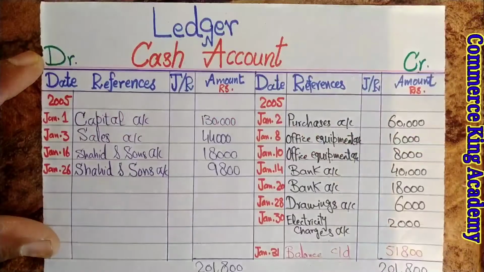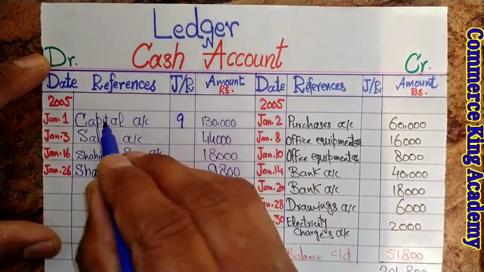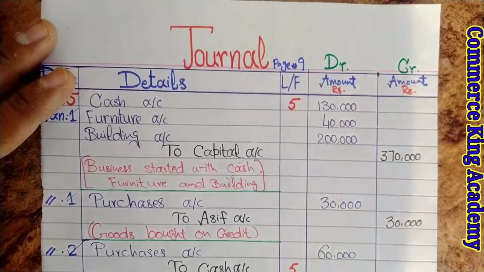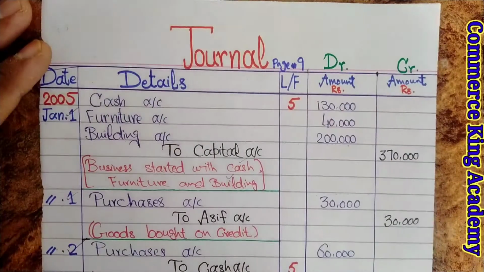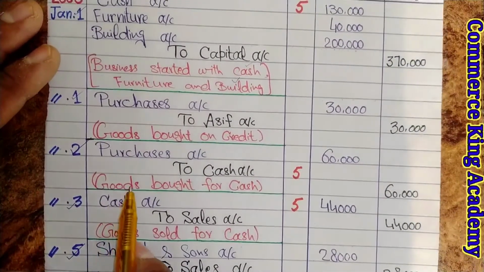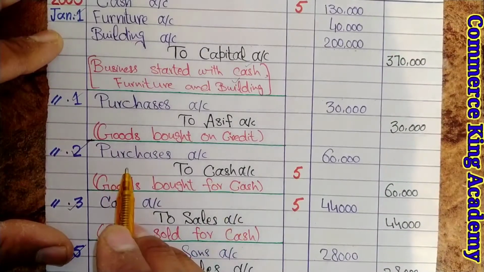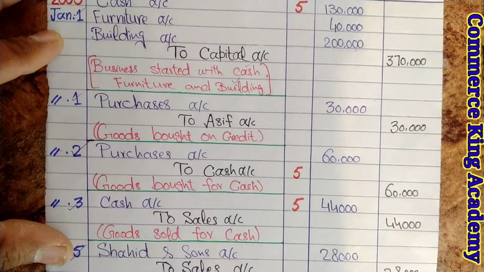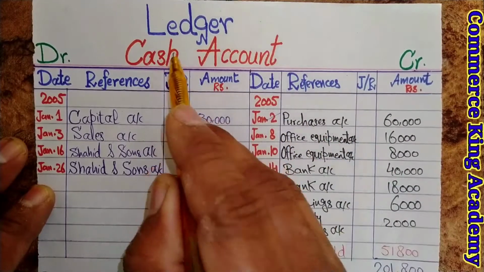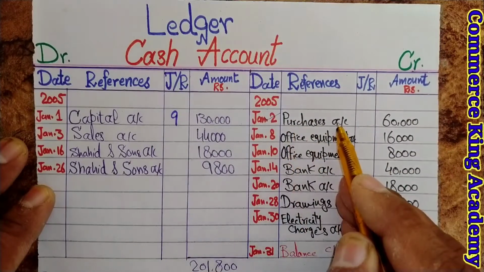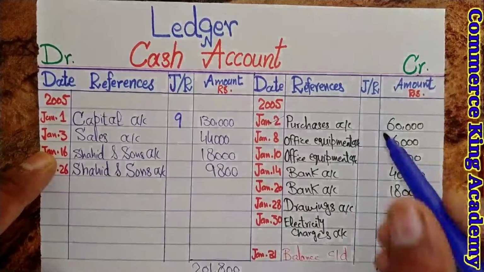So we will enter the journal reference number, or journal page number, which was 9, where this entry is addressed, after entering the first entry of the cash account. Now we will search journal page number 9 for the cash account further. So we found cash credit against purchases, 60,000 rupees. Jan 2nd, cash credit against purchases. So purchases account amounted 60,000 rupees. Journal reference number is 9.